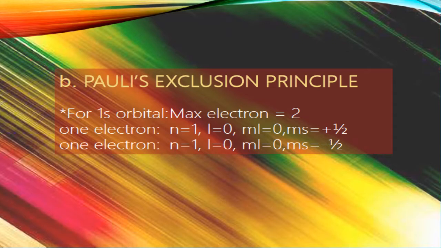In Pauli's exclusion principle, for the 1s orbital, the maximum number of electrons is 2. For 1 electron, principal quantum number n equal to 1, azimuthal quantum number 0, magnetic quantum number 0, and spin quantum number is plus half. And for another electron, the spin quantum number is minus half.